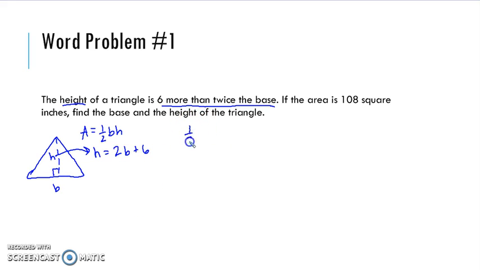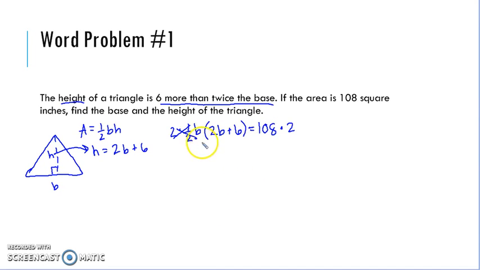So I can say 1/2 times my base b times my height, which is 2b plus 6, has to equal 108. So now I've got b times 2b, 2b squared, b times 6 plus 6b equals 108 times 2, 216. Okay? Because you're completing the square before, let's practice factoring on this one.